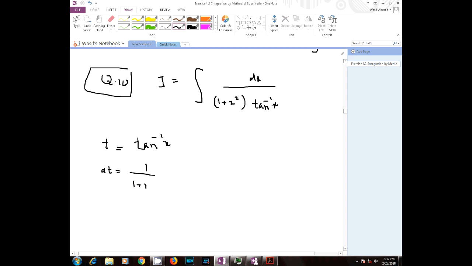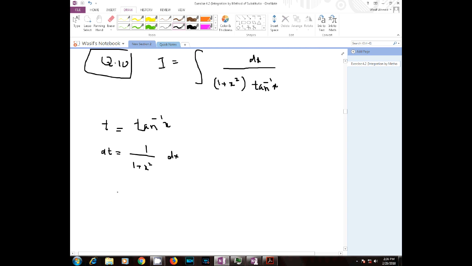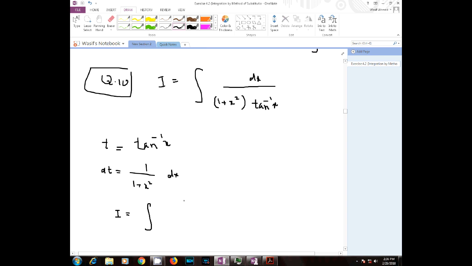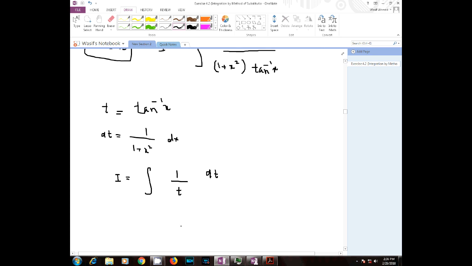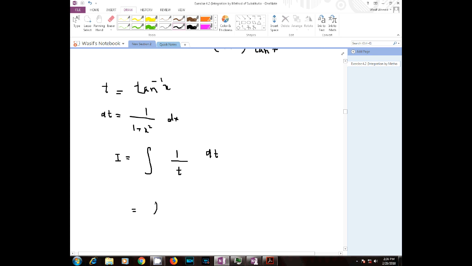So dt is equal to, the derivative of tan inverse x is 1 divided by 1 plus x square, and you have to write the differential here. Now your integral I becomes dx divided by 1 plus x square is equal to dt, and we have 1 divided by tan inverse x. Instead of tan inverse x, we are writing t. So this is very simple. This is equal to natural log of t plus constant of integration. Replace back the value of t. You would get the final result, natural log of tan inverse x plus constant of integration.